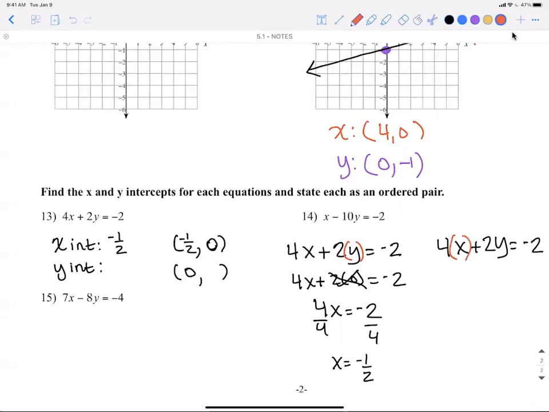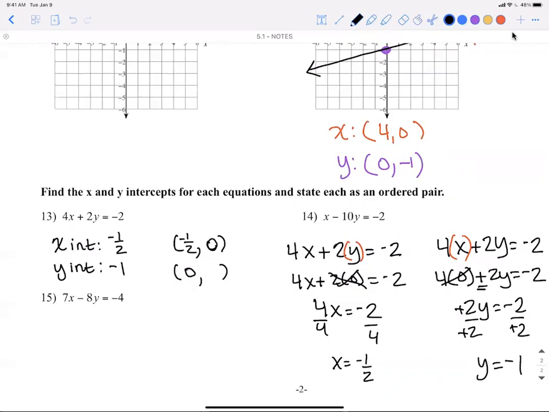But now I'm going to plug a 0 in for the X. So when I do that, I get 4 times 0 plus 2y equals -2. My 4 times 0 goes away, leaving me 2y equals -2. And when I solve by dividing both sides by 2, I get y equals -2. Not negative, sorry. This right here is a positive, so I'm dividing by a +2. -2 divided by +2 is -1. So my Y-intercept is -1. And the ordered pair that creates is 0, -1.